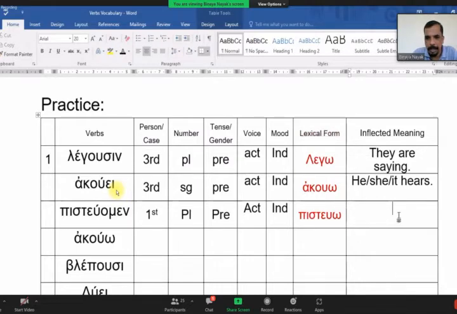So what is the inflected meaning for this one? We believe.